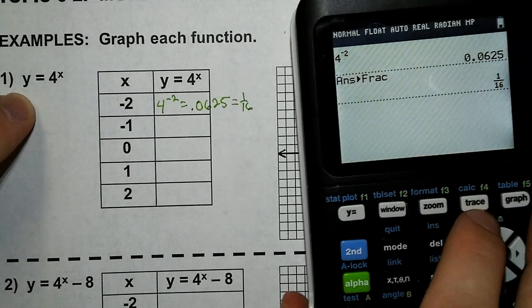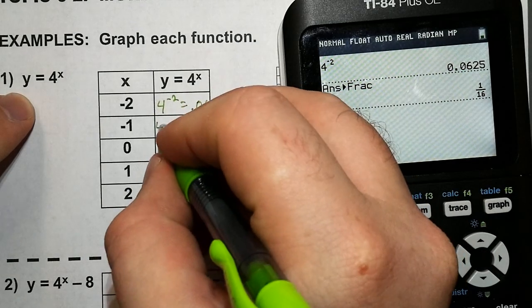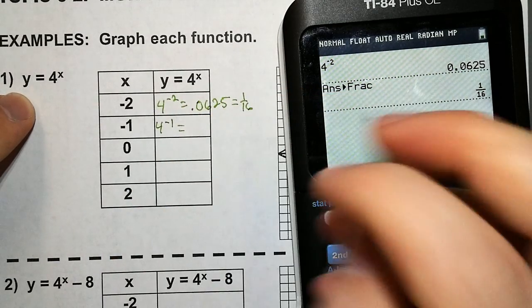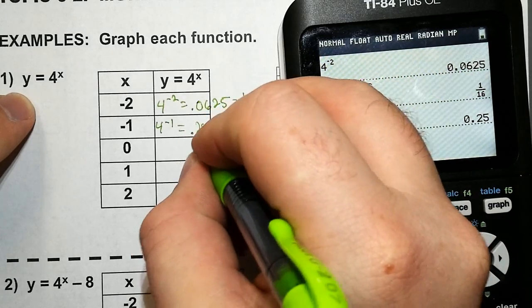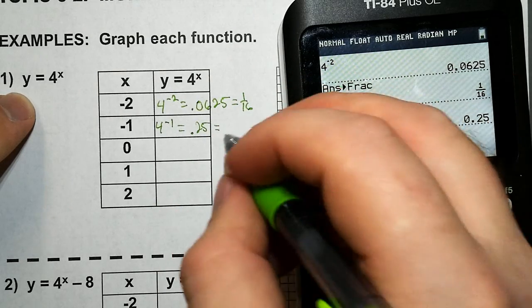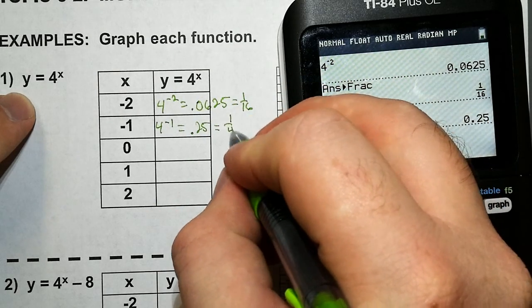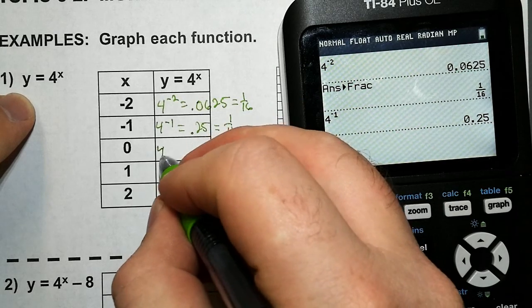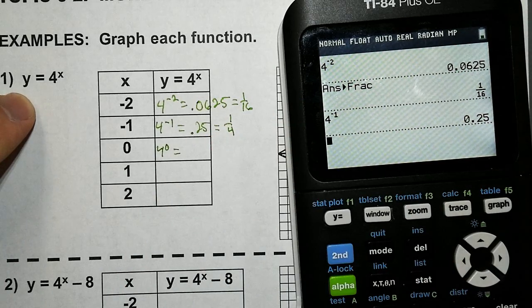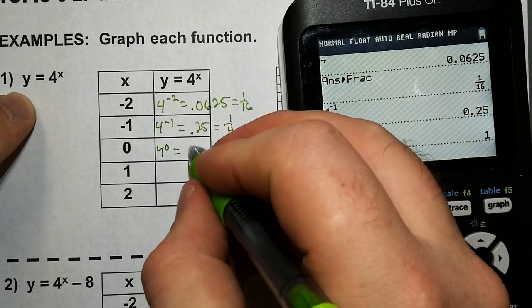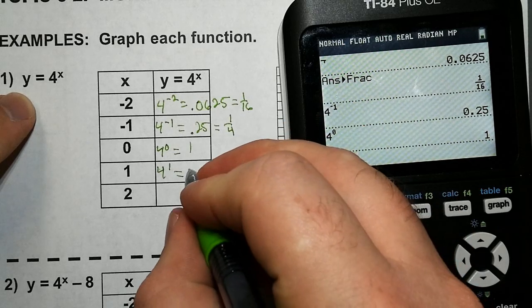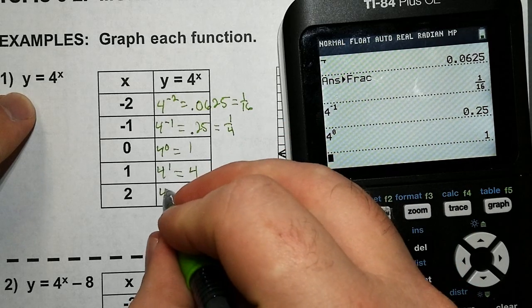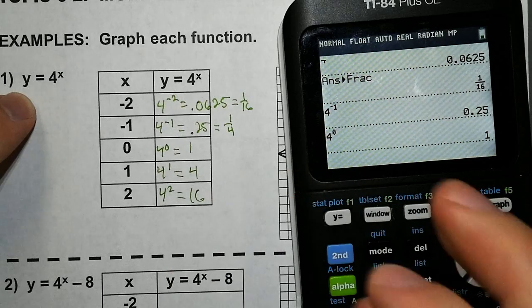And we're going to keep going, just like what we did yesterday. So 4 to the -1 here ends up being 0.25. Or, and that fraction I know, 25 cents, that's 1/4. 4 to the 0 power, which comes out to 1. 4 to the first, 4 times itself 1 time is just 4, and then 4 to the second, 4 times 4 is 16.